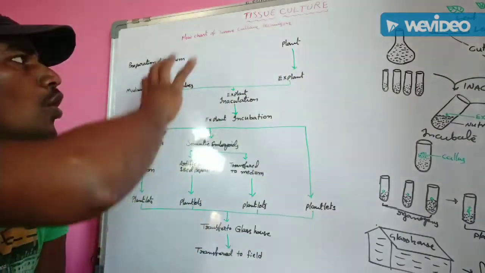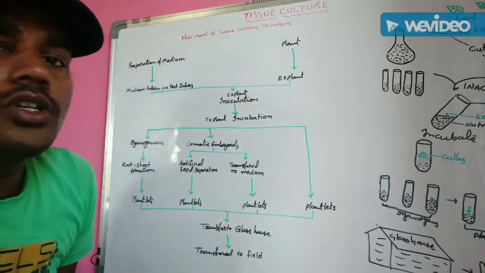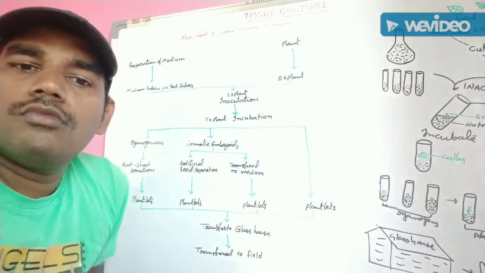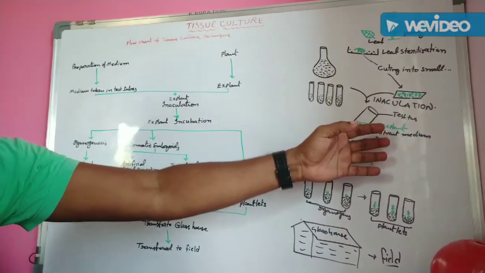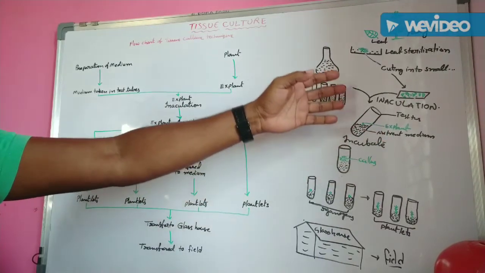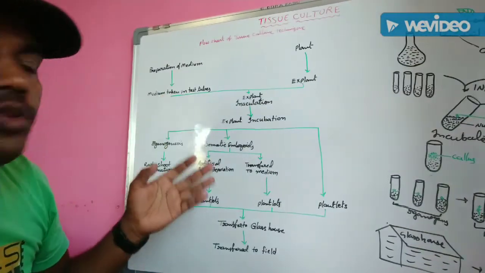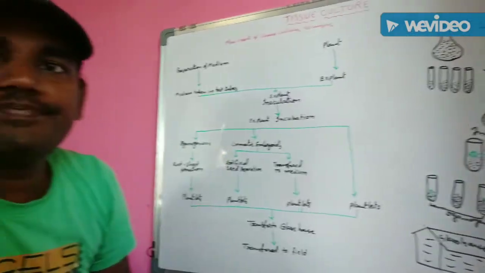This one is a flow chart of the tissue culture technique. Flow chart of tissue culture. This one is a diagrammatic presentation of tissue culture. This one is the flow chart of the tissue culture. Understand?